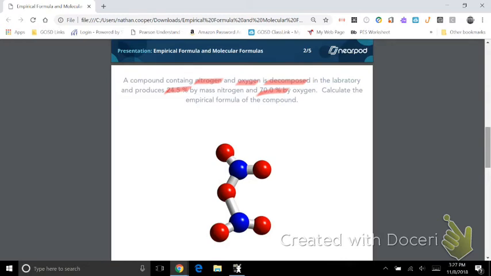Nitrogen is 24.5% by mass. So therefore, we just change the percent to grams. Literally, that's all you do. If you see the percent, just know that that's the grams. And now that I have grams of nitrogen, I can convert to moles of nitrogen. The molar mass of 1 mole of nitrogen is 14 grams per mole.